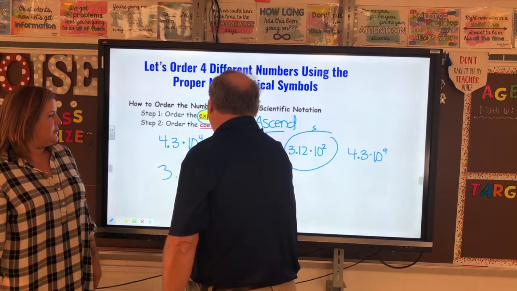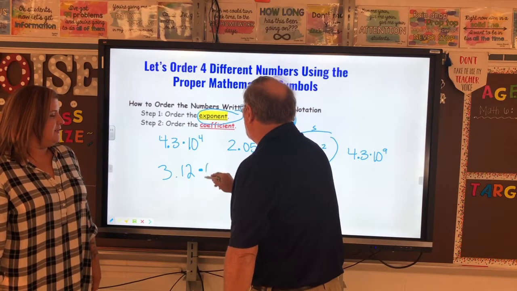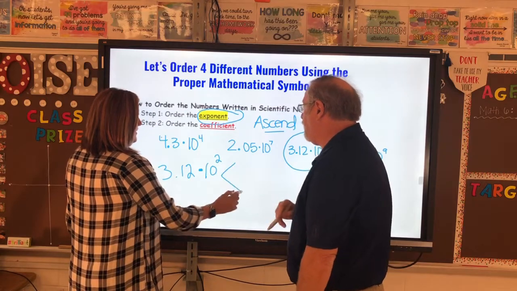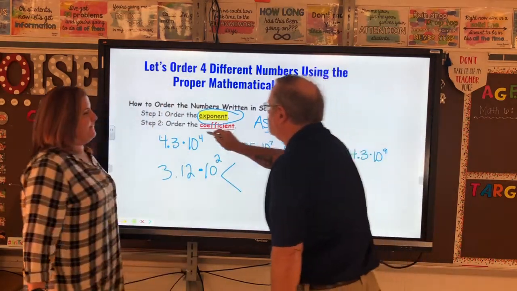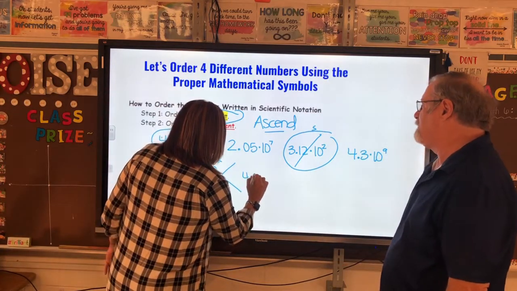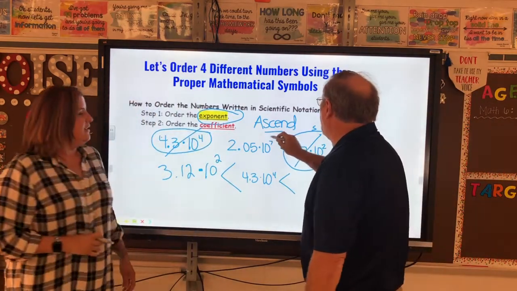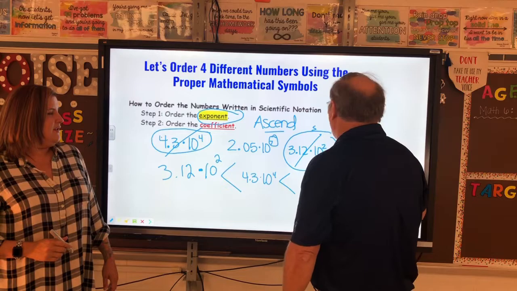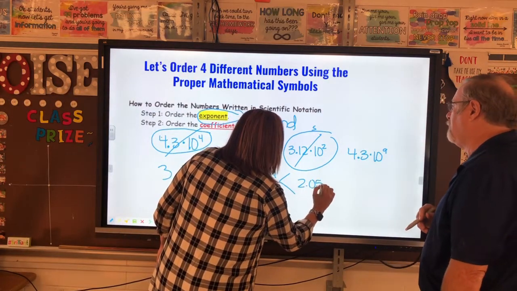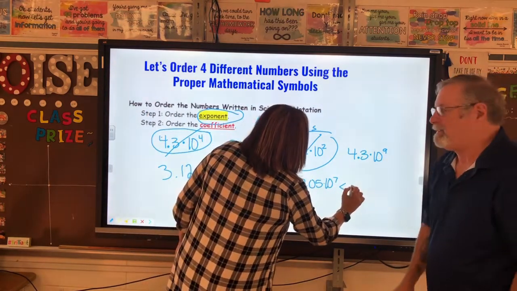3.12 times, you guys got to remember that that's a multiplication symbol, 10 to the second power. And we know that that's going to be less than. Now I'm looking and I go, there's my next smallest one. Would you write that for me, Mrs. Berger? Otherwise I'm going to run out of space. 4.3 times 10 to the 4, which is less than. I look at these two and I have a 7, so I know that's going to be less than a 9. So would you write that for me again? Sure, because you write so much better. 2.05 times 10 to the 7. And then of course, obviously, that has to be the biggest number.